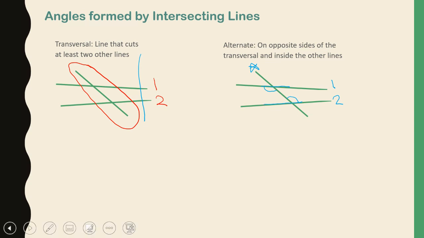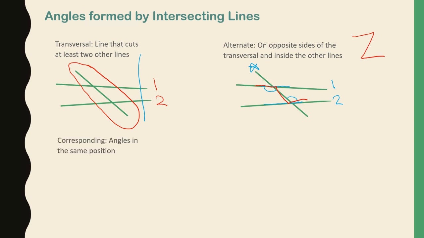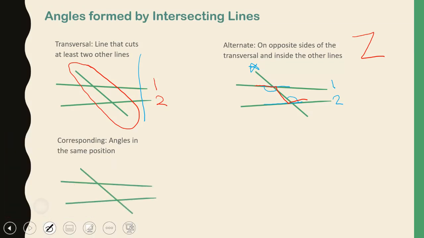And as you can see, they form a Z shape. Okay, so alternates are Zs. That's how you remember. Next one, corresponding angles in the same position. All right, so again, we've got our transversal. We'll use the same color. We've got the transversal here because it's cutting 1 and 2 lines, and corresponding angles are in the same position. So if there's an angle here, the angle in the same position on the second line would be right here. Okay. The way that you can remember corresponding lines is a big F.